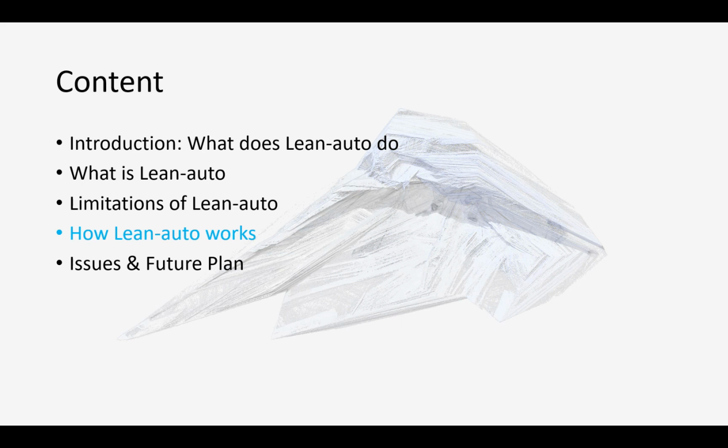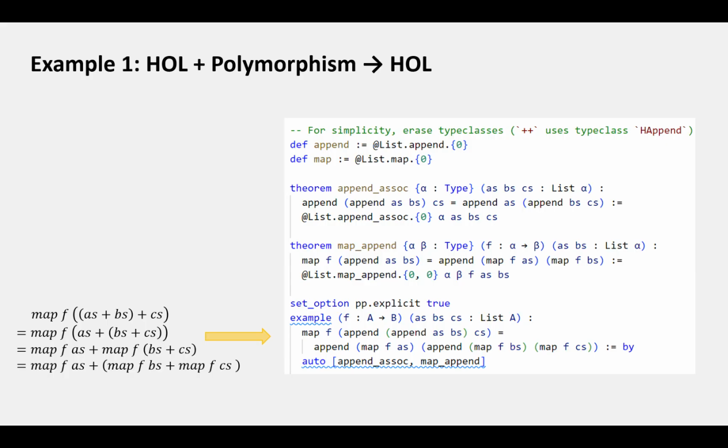Okay, now let's get into the detail of how Lean-auto works. So first of all, we will focus on an example about list append and list map. So basically, we want to prove that (as append bs append cs) mapped by f is equal to (as mapped by f) append (bs mapped by f) append (cs mapped by f). So we can see that we need the associativity of append and the distributivity of map over append.